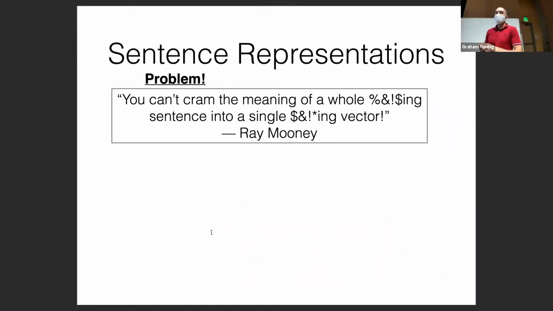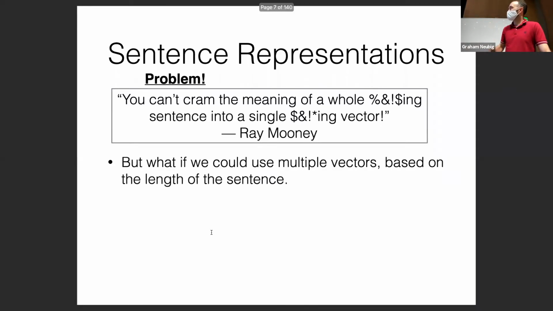However, there's one problem with this. There was a very famous talk about 5 years ago at the first workshop on representation learning for natural language processing by Ray Mooney, who's a very colorful character working on semantics. And basically the quote is, quote unquote, you can't cram the meaning of a whole bleeping sentence into a single bleeping vector. The idea behind this is you're taking a sentence which could be of arbitrary length or complexity, and you are converting it into a single vector. So you're trying to do something like the top thing here, where you take this as an example and you convert it into a single vector.